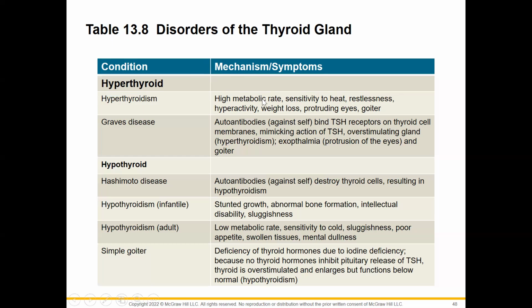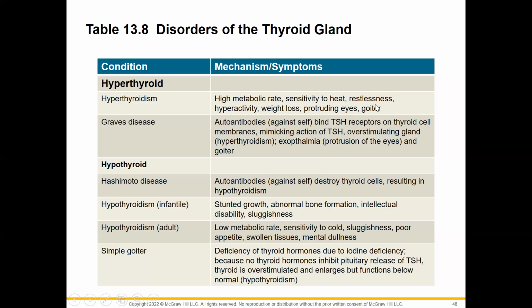They're also heating up. So this person is sensitive to heat because everything in their body is heating up because they're moving faster. They're restless because everything is moving faster, right? They're hyperactive, obviously, because everything is moving faster. Again, we already talked about the weight loss. Something that's interesting is they have protruding eyes. I'm not exactly sure why that is, but that is a typical look of a person that has hyperthyroidism. And then they'll end up developing a goiter.